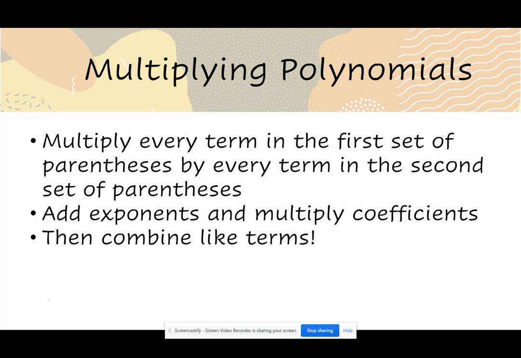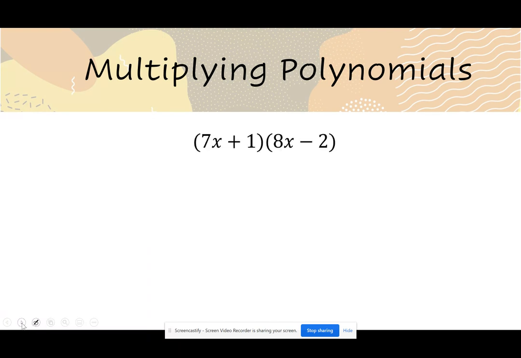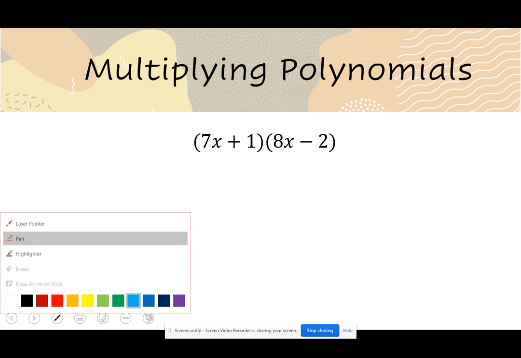Now multiplying polynomials, if you guys remember, people always say FOIL when it's a binomial times a binomial, but you're really just multiplying every term in the first set of parentheses by every term in the second set of parentheses. Again, when you multiply exponents, you add your exponents and multiply the coefficients, and then your last step is to combine like terms. I like to show 2 different ways to do this.